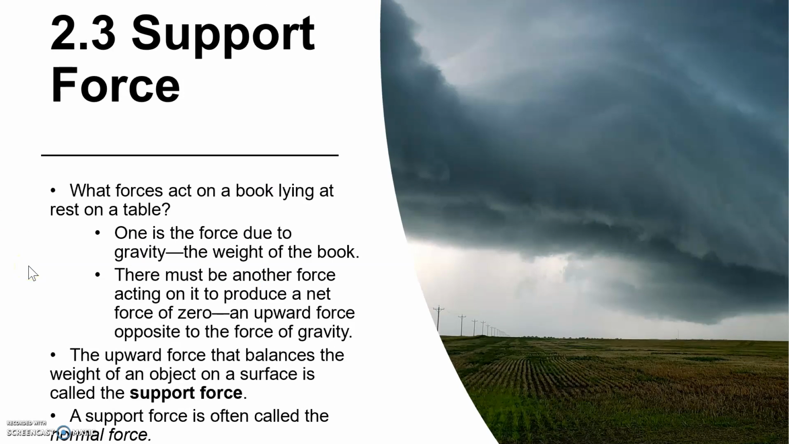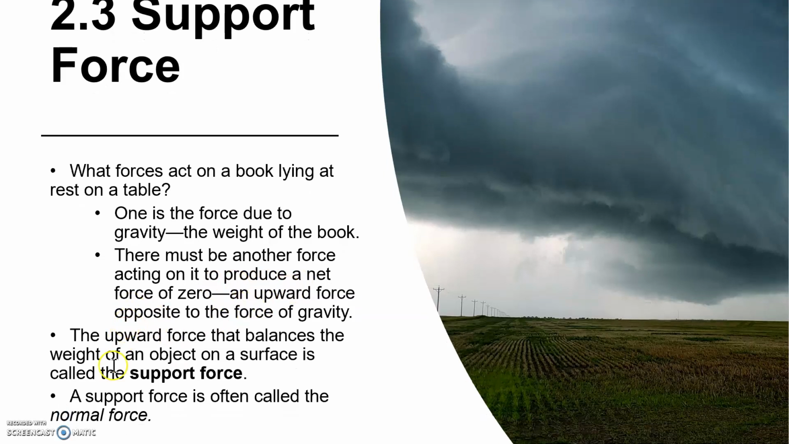What forces are acting on a book lying at rest on a table? If you have a textbook near you, or your favorite book, one of the forces allowing that book to lie at rest on the table is the force due to gravity. That's the weight of the book. But there must be another force, because if we only had gravity acting on the book, it would be falling through the table. So there must be a resistive force keeping it at rest, and we call that support force or normal force. Normal force is more the scientific physics word for it.